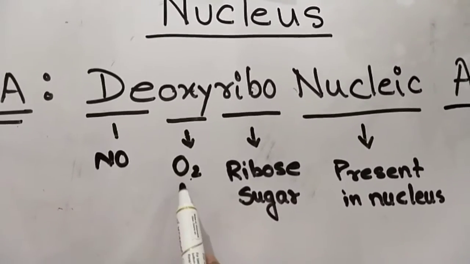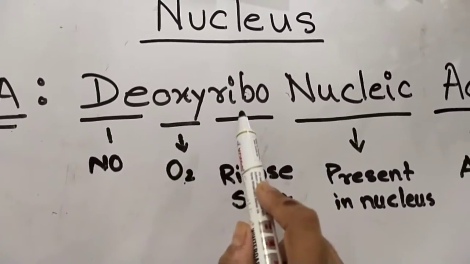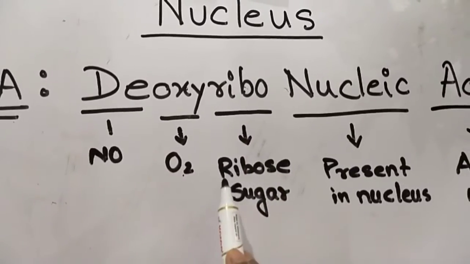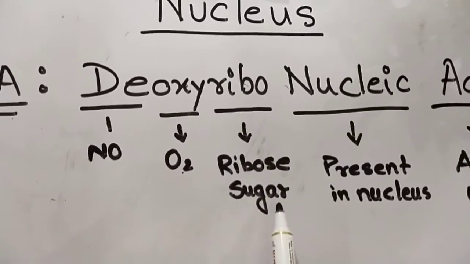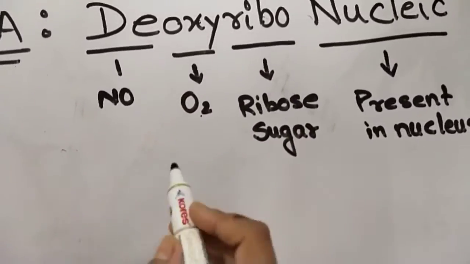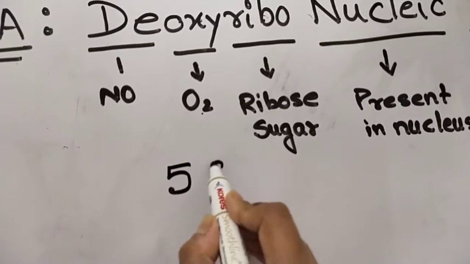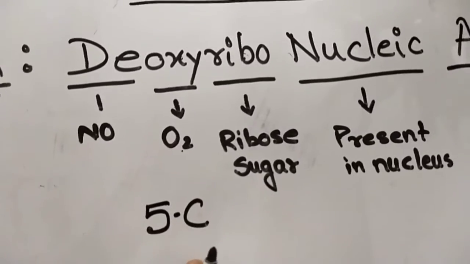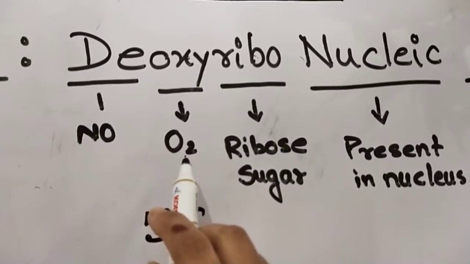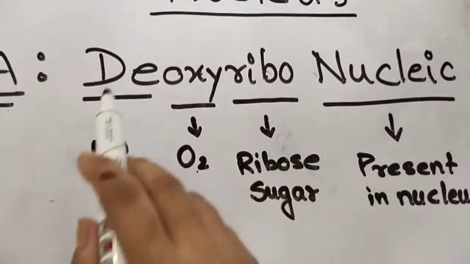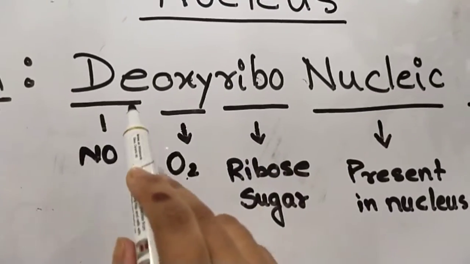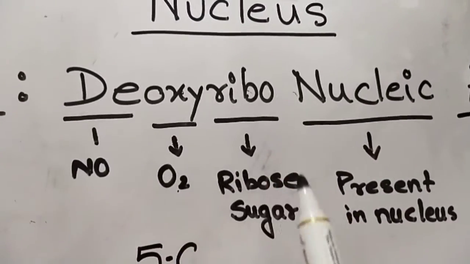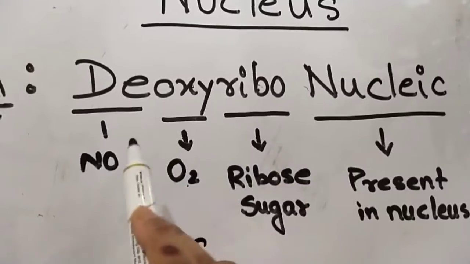Where is there no oxygen? In the ribo part, and the ribo part represents the ribose sugar. Ribose sugar is what? A 5 carbon sugar. So in this 5 carbon sugar there is no oxygen. Such a type of sugar will be called deoxyribose sugar. But here we are taking only the first part.